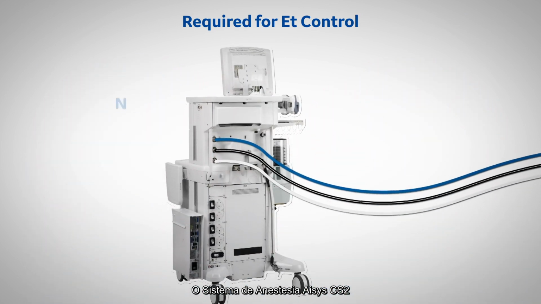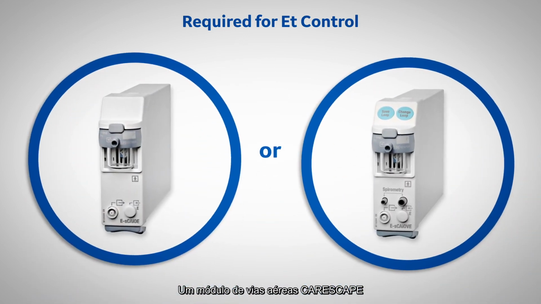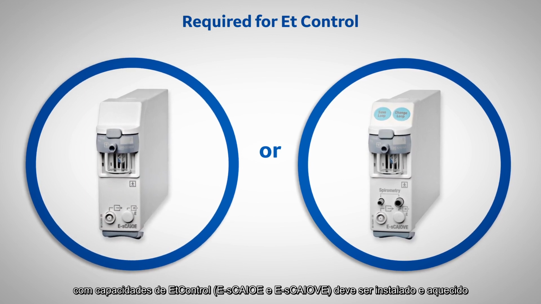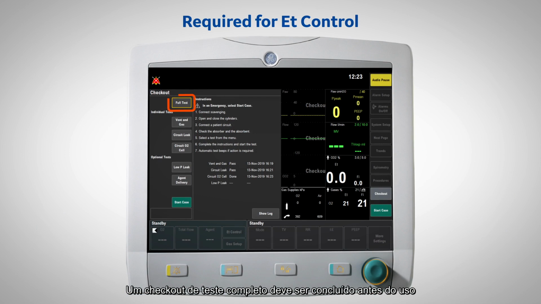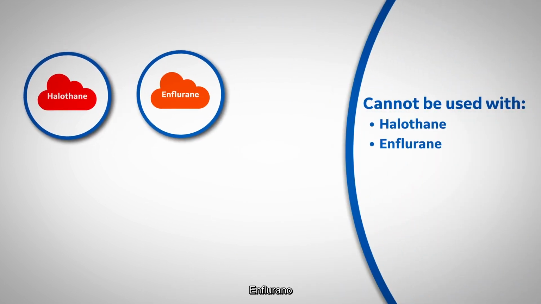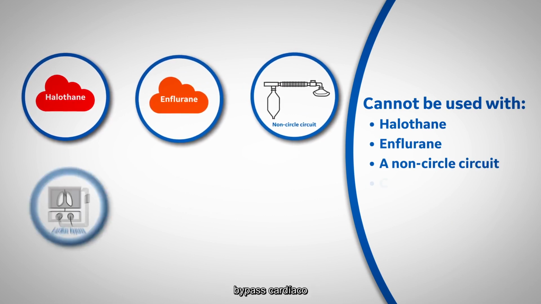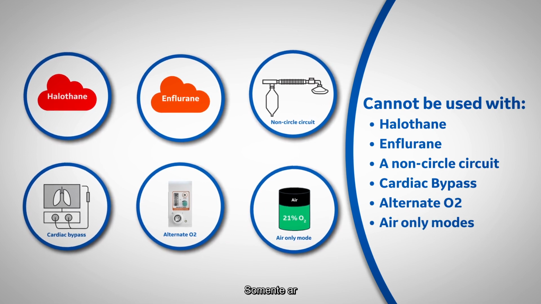The ACES-CS² anesthesia delivery system should have a supply of oxygen and balance gas to enter end tidal control mode. A CareScape airway module with end tidal control capabilities should be installed and warmed up. A full test checkout should be completed prior to use. It is important to note that end tidal control cannot be used with halothane, enflurane, a non-circle circuit, cardiac bypass, alternate O2, and air-only modes.